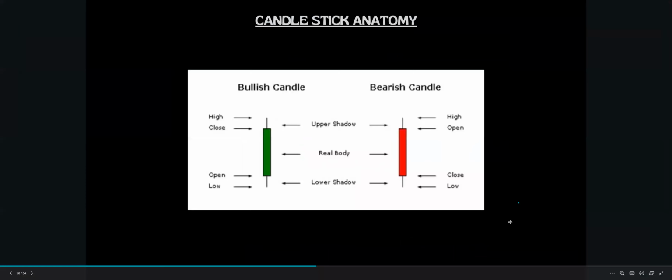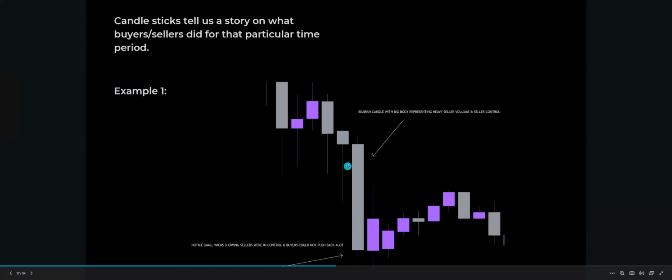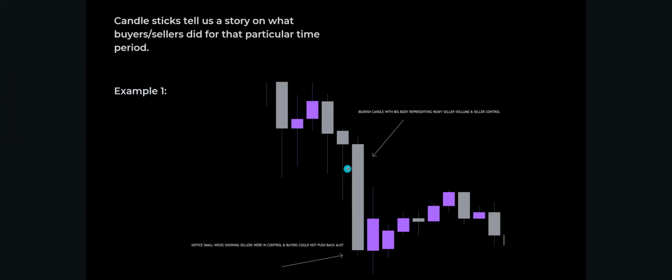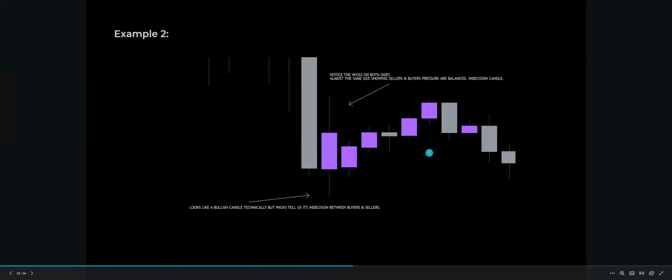So this is a few examples that I just put up on the slides. Another one, the bearish candle that I've noted down here. You see how the bearish candle body is so massive? That represents there's a massive lot of heavy seller volume in the market, and sellers are in control. And if you look at the small wicks of the candle, I've mentioned that the buyers could not push price back and the sellers were in control, right? So that's what this candle tells me.